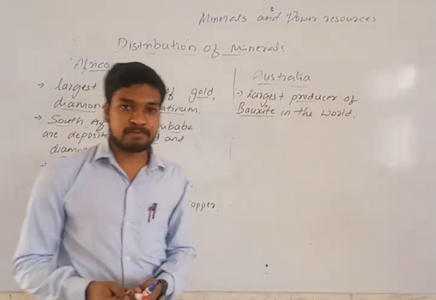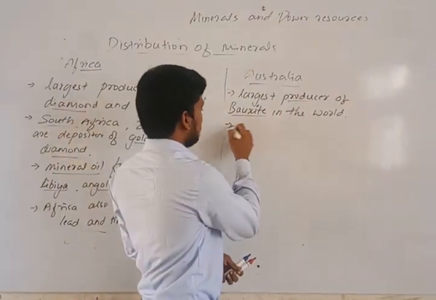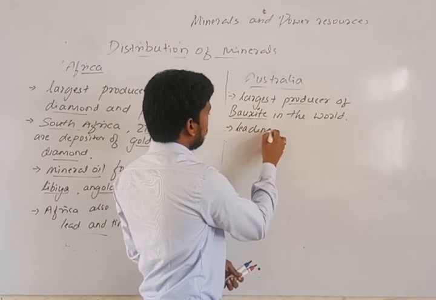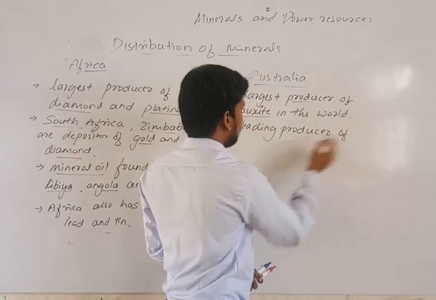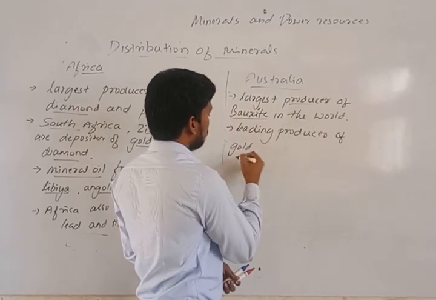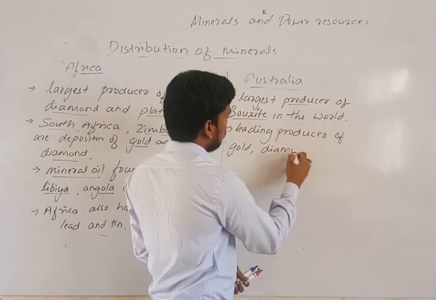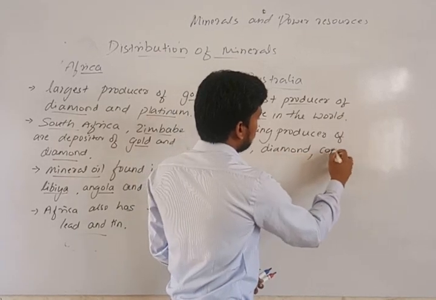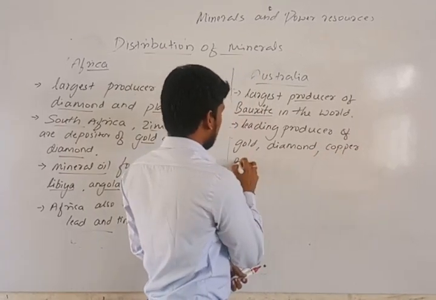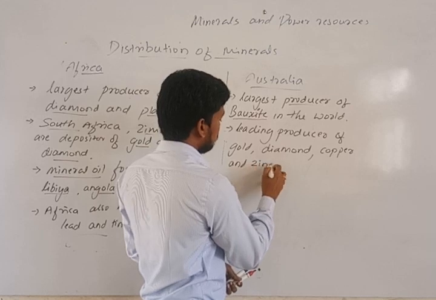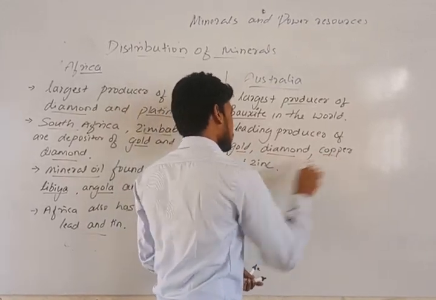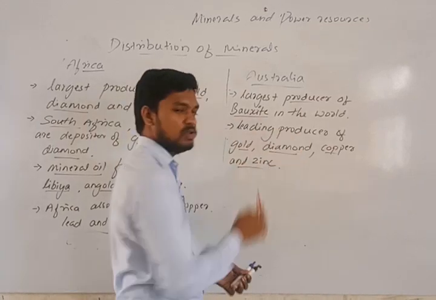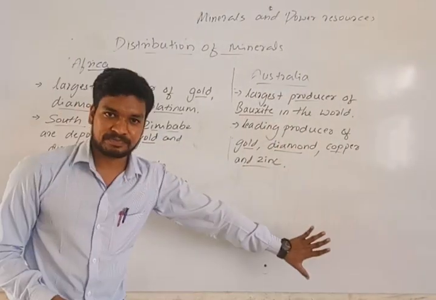And also it's a leading producer. Australia is a leading producer of gold, diamond, copper and zinc. So in all these important minerals, it is a leading producer.